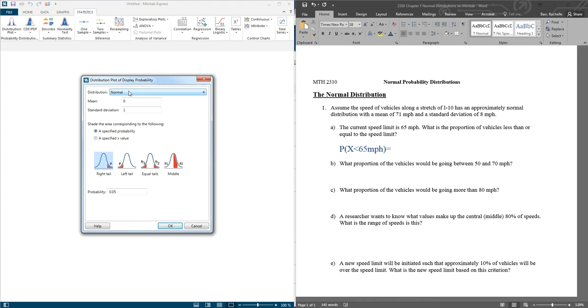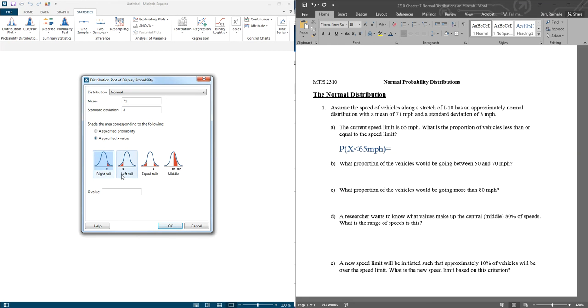All right, so notice this defaults to the standard normal distribution, aka the normal distribution with mean 0 and standard deviation 1. I don't have a standard normal, though. I have one with a mean of 71 and a standard deviation of 8. This also defaults to asking what you would like to specify, the probability or the x value? Since we know the x value, that's what I want to specify, and I want Minitab to give me the probability. So I'm going to change this to a specified x value.